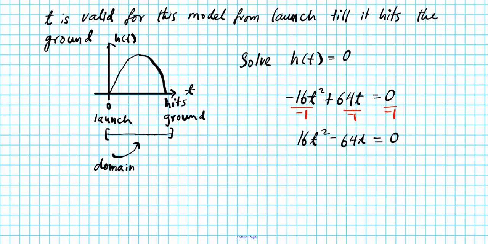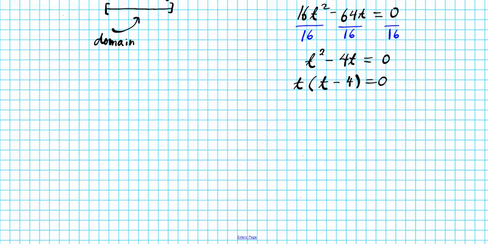Okay, so what am I going to do next? I'm going to divide every single term by 16. You want to simplify your quadratic as much as possible, so when you start solving, it's less complicated. So we have t squared minus 4t equals 0. Now we can solve by factoring. We can factor out t, and we're left with t times t minus 4 set equal to 0. Next, we're going to use the zero product property to set both components to 0.